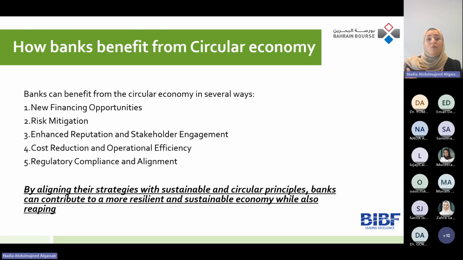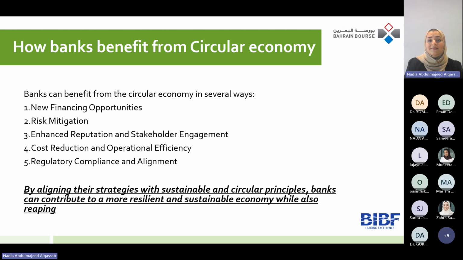They have more stakeholder engagement. And there was a research, I believe, that says customers going forward are going to more and more select companies based on their engagement with circular economy and sustainability. For cost reduction and operational efficiency, of course, this is in line with the risk mitigation.